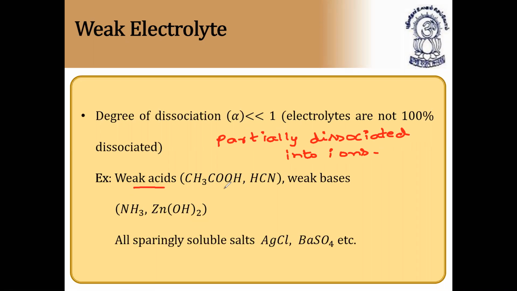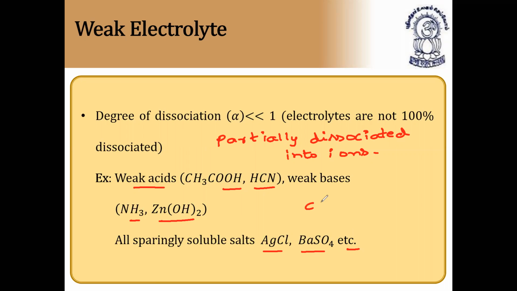Examples: weak acids like acetic acid, hydrocyanic acid, and weak bases like ammonia, zinc hydroxide, etc. And sparingly soluble salts like silver chloride, barium sulfate, etc. are also called weak electrolytes. And also salts obtained by means of weak acid and weak base.